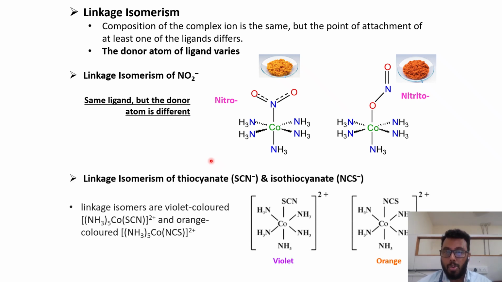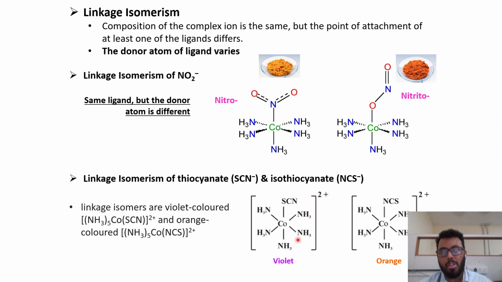Another well-known example is thiocyanate and isothiocyanate. Thiocyanate means SCN minus, isothiocyanate means NCS minus. Again, we take cobalt. For the previous two isomerisms, we took chromium. For linkage, we are taking cobalt. Just remember, cobalt.